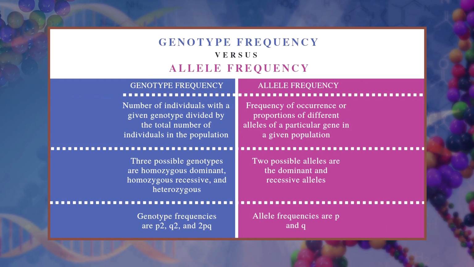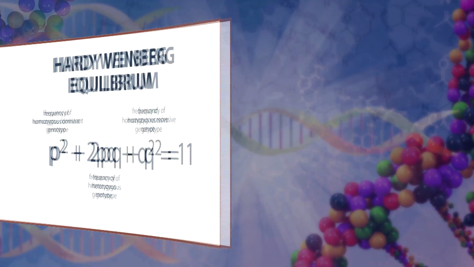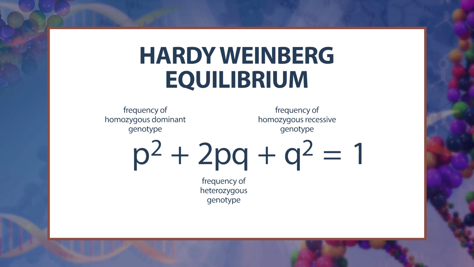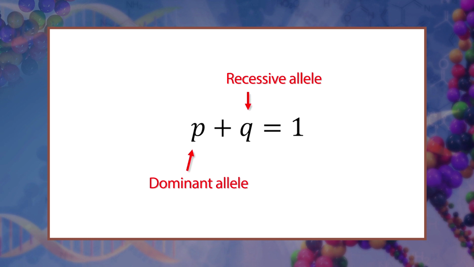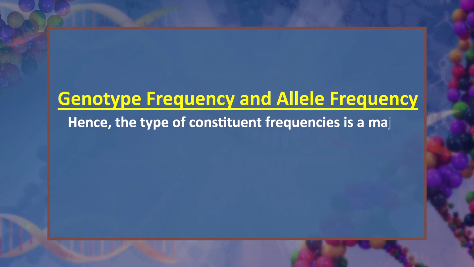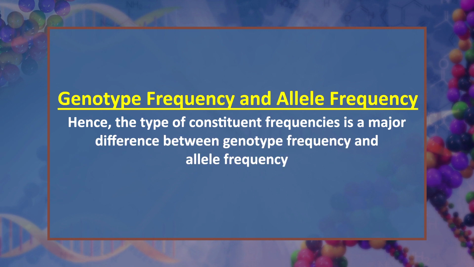Genotype frequency refers to the number of individuals with a given genotype divided by the total number of individuals in the population, while allele frequency refers to the frequency of occurrence or proportions of different alleles of a particular gene in a given population. Thus, this is the main difference between genotype frequency and allele frequency. In the Hardy-Weinberg equation, the genotype frequencies are P square, Q square and 2PQ values, while allele frequencies are P and Q. Hence, the type of constituent frequencies is a major difference between genotype frequency and allele frequency. However, both are important for the calculation of genetic variation of a population according to the Hardy-Weinberg equation. In brief, the main difference is the type of constituent frequencies.